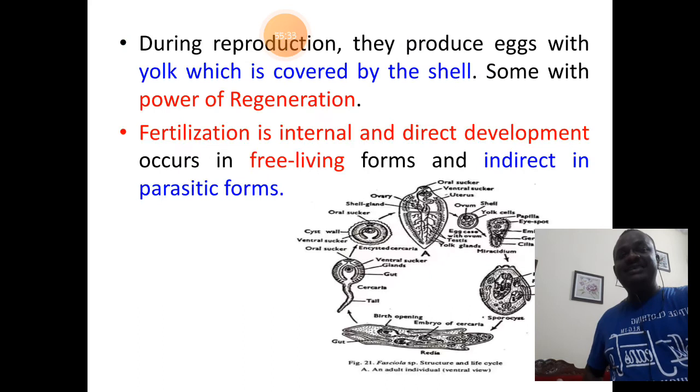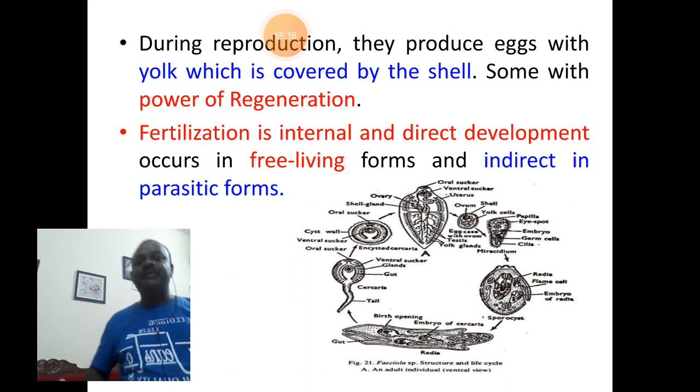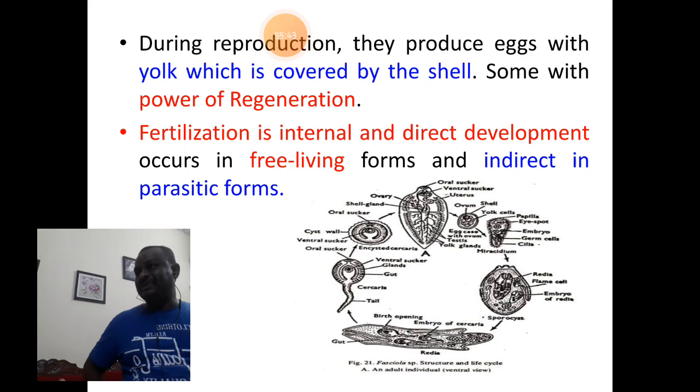Now, the organisms of flatworms show reproduction and produce eggs. Eggs will have the yolk, the reserved food material, which is covered over by a hard shell.